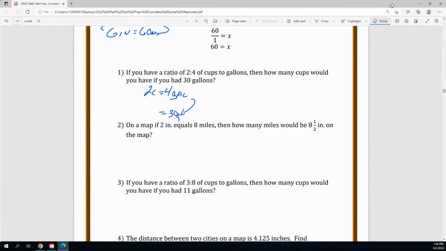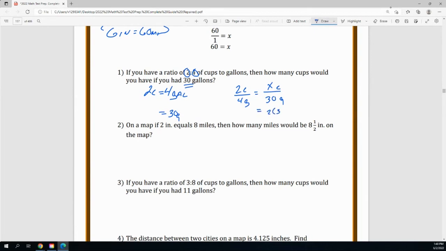Now let's try putting it in the proportion equation. First off, you have to remember that whatever goes on top has to be the same. I usually tell students, whatever's first, that 2, use it first. That's cups, so this has to be cups. This is gallons, so this has to be gallons. And then we have 30. That goes here because it's gallons. That means that's our missing. Now, let's go ahead and cross multiply.